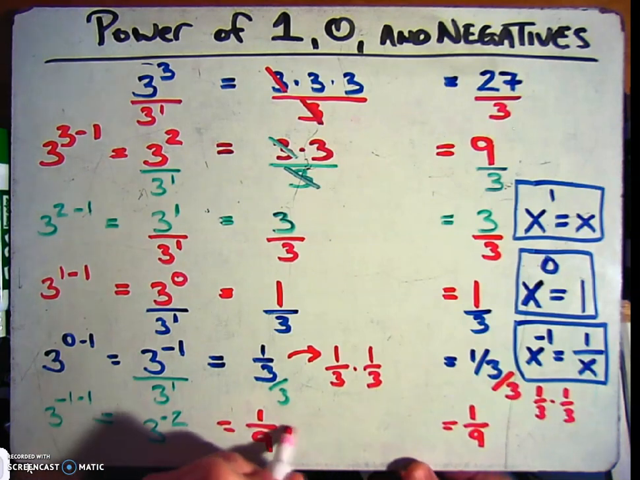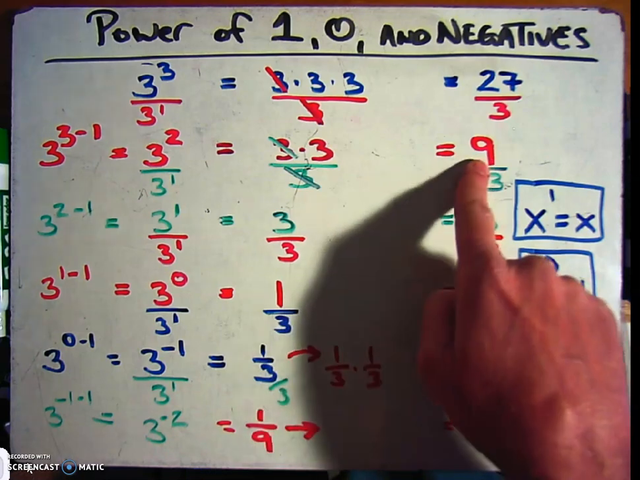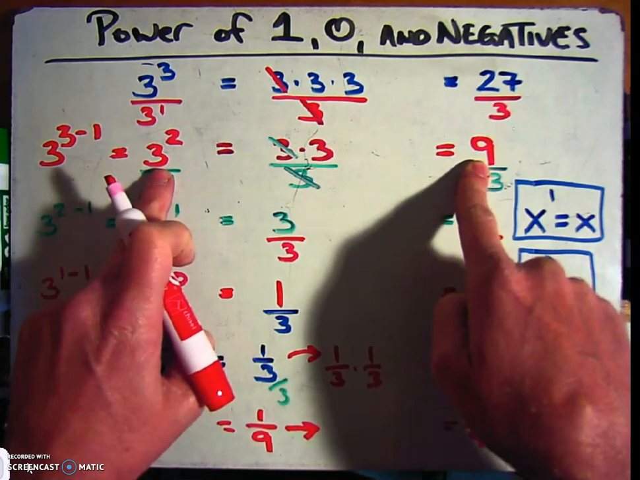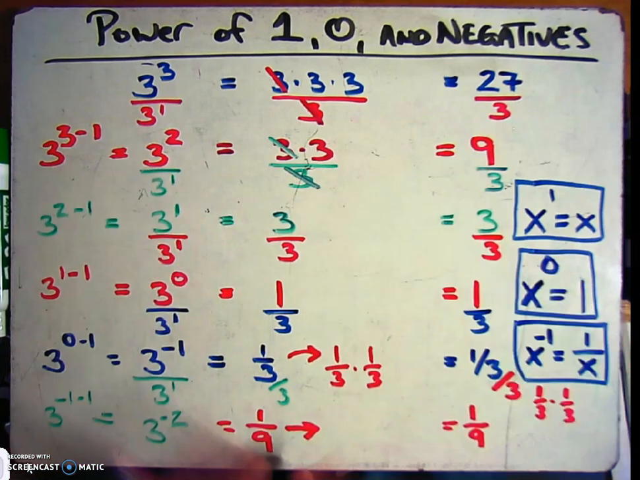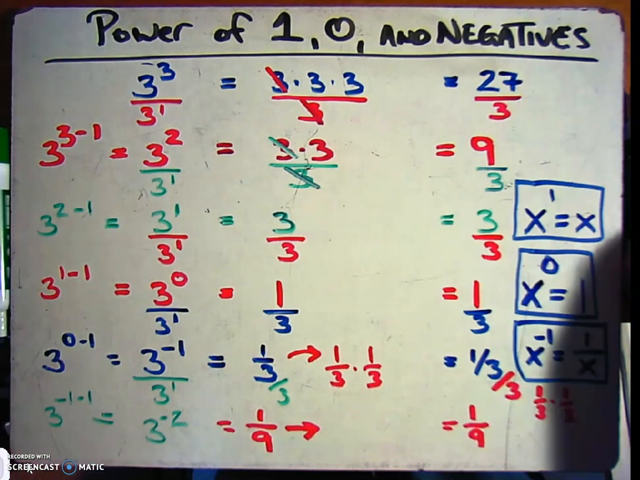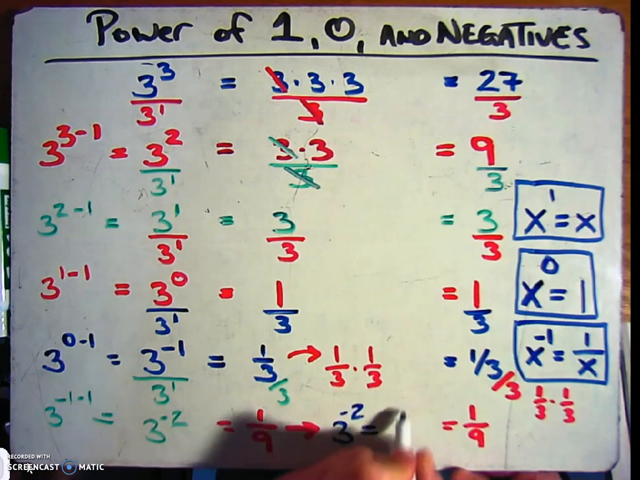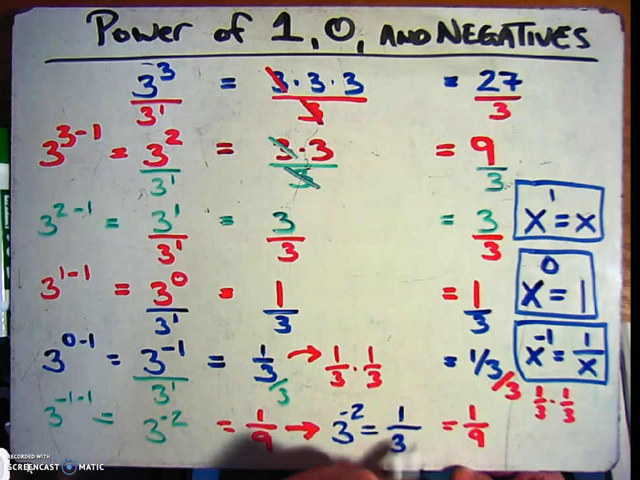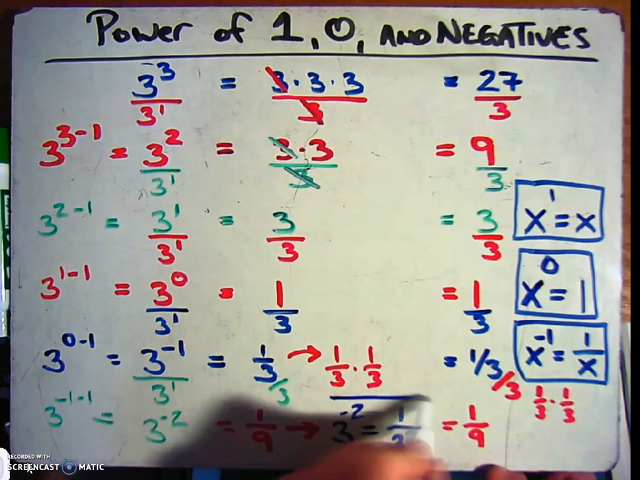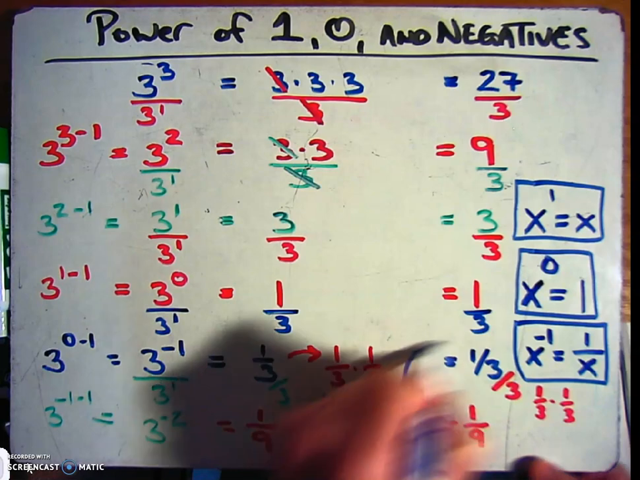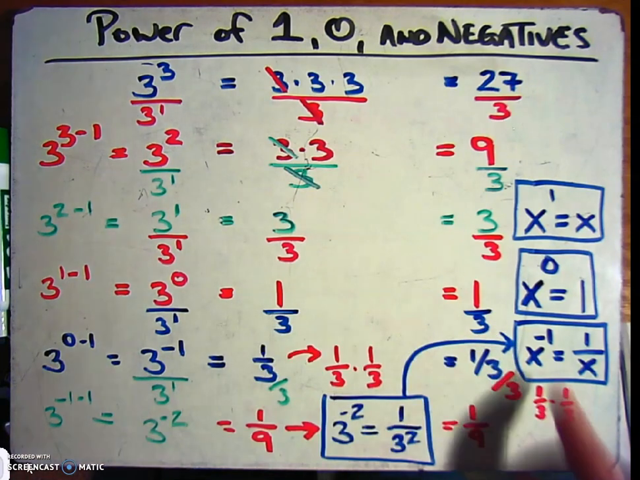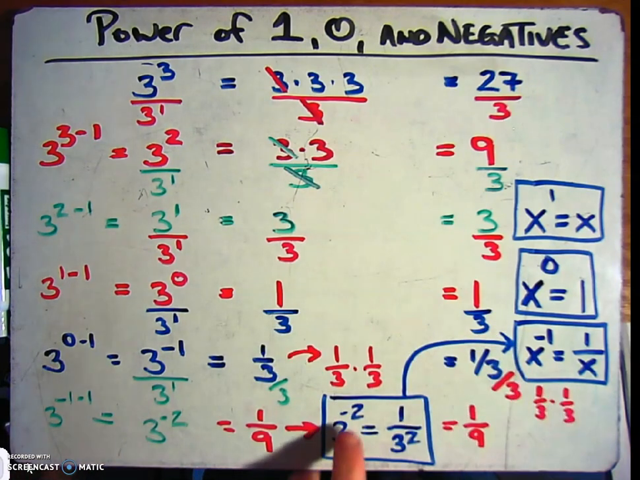And this is very interesting because we know that 9 is the same as 3 to the second power. So I can say that 3 to the negative 2 power is the same as 1 over 3 to the positive 2 power. So in relation with our negative exponent rule here, what you can do is if there is a negative exponent, think of this as a positive exponent in the denominator.